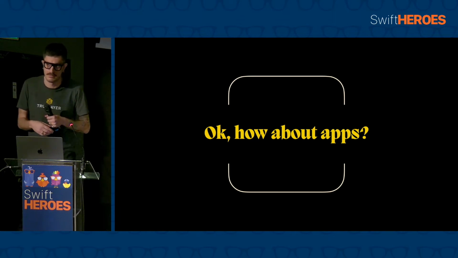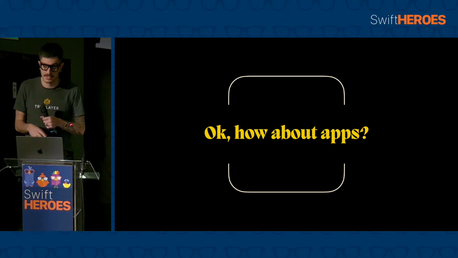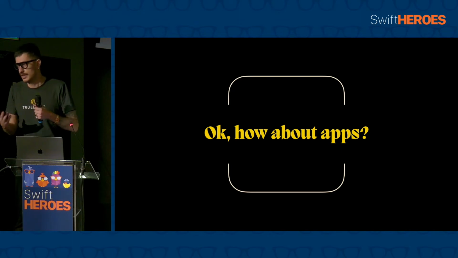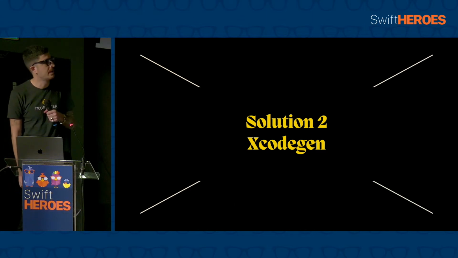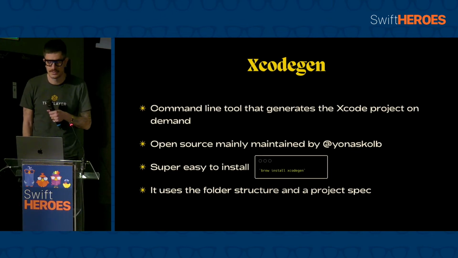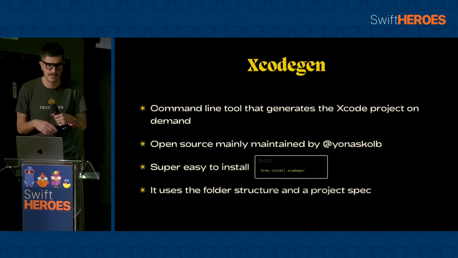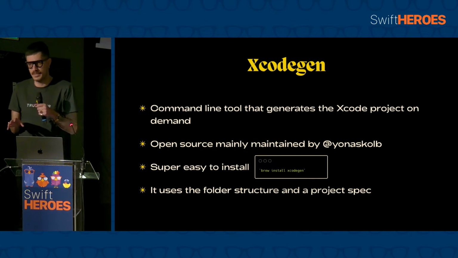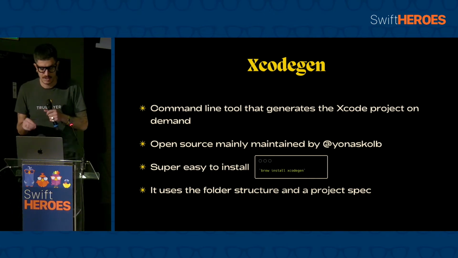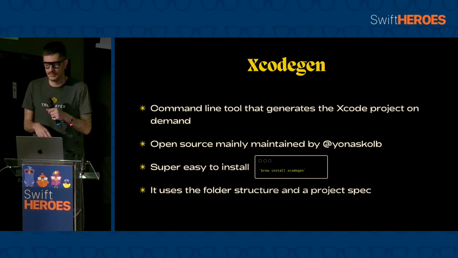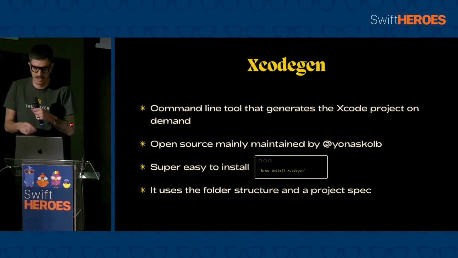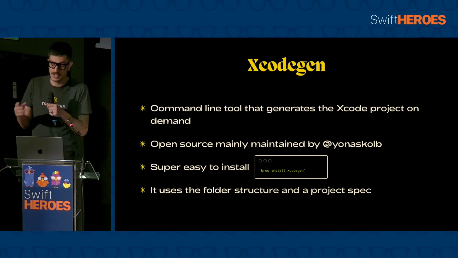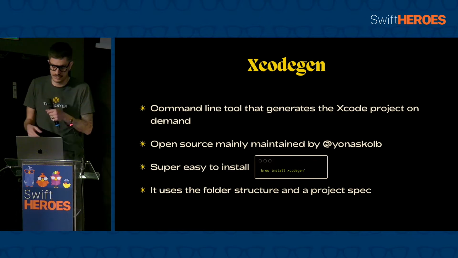So what about iOS apps? We have two solutions. Actually we have many, but I chose two which I think are the best. The first one we're going to go over is called XcodeGen. XcodeGen is a command line tool that generates your Xcode project on demand. So you can get rid of the Xcode project altogether, put it in your gitignore, you don't need it, and whenever you download the source code, you run one command, which we'll see later, and it automatically generates an Xcode project for you.